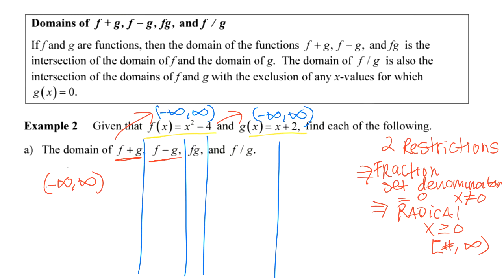The next one, f negative g or f minus g. If I were to subtract f minus g, I will also get all real numbers because it's the same situation as f plus g. F is already all real numbers, g is already all real numbers. So if you put them together, they're keeping it real. So they are real when they get together.